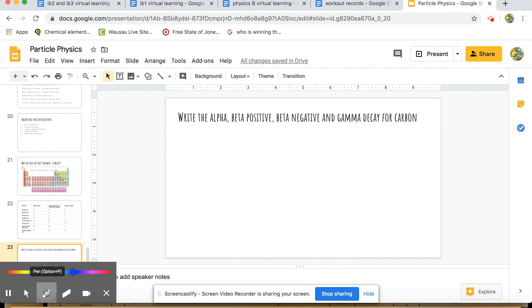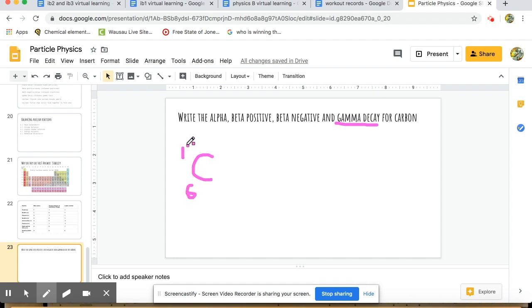And last but not least, let's talk about the gamma decay for carbon. Now, let's start with what we know. Carbon is 6 and 14 and 1. It's going to produce a gamma particle or a gamma ray. Basically, a gamma ray or gamma particle is just a photon. It's a high energy photon, or really high energy light. Now, it is massless, it is chargeless, and it's not really a particle, it's just high energy radiation. So it really has no lepton number either.